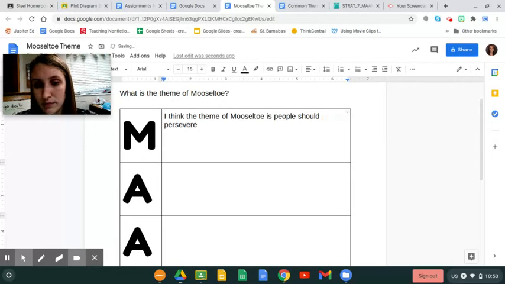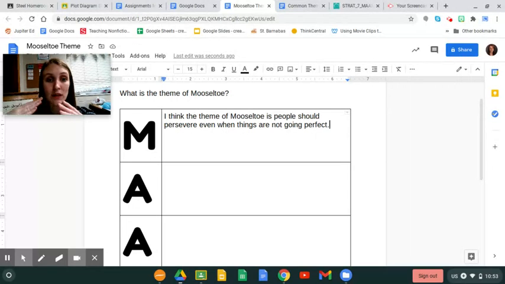Persevere. Even, I'm going to elaborate a little bit. I'm not just going to say people should persevere. I'm going to say even when things are not going perfect. I think that's important that I put the even when things are not going perfect, because Moose mentioned a lot he wanted everything perfectly perfect.